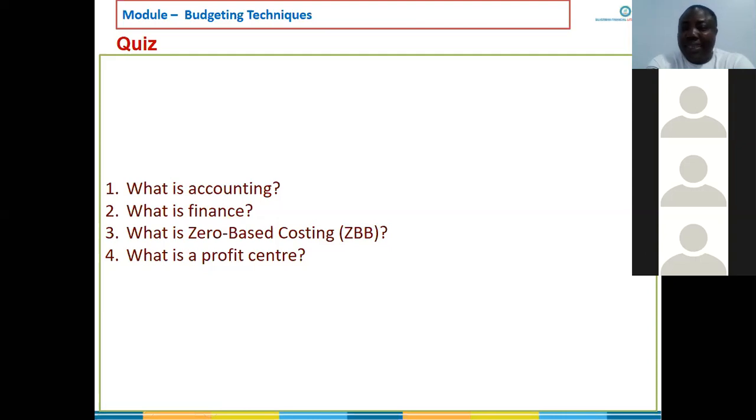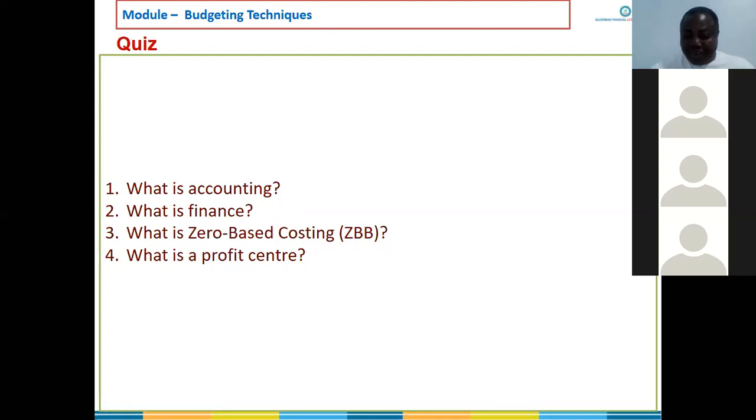And what is a profit center? It's a branch of a company that deals with the profits of the company. A unit that generates income and profit for the company. A department of a company where profit is generated, where income is generated. Example, sales income.